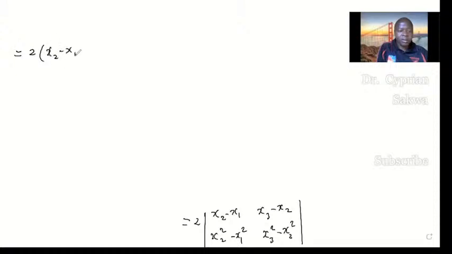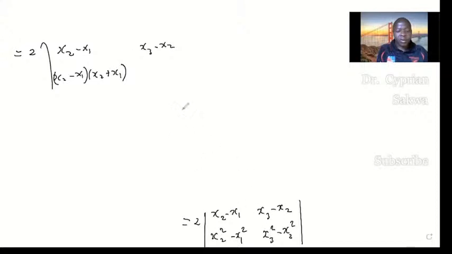Minus x1, or let me just write so that somebody may not miss what I'm doing. Let me just go slow, so that people see what I'm seeing, what I'm doing here. What I'm saying is that the first row remains x2 minus x1, and this is x3 minus x2, but this one can be factored to mean x2 minus x1 multiplied by x2 plus x1.